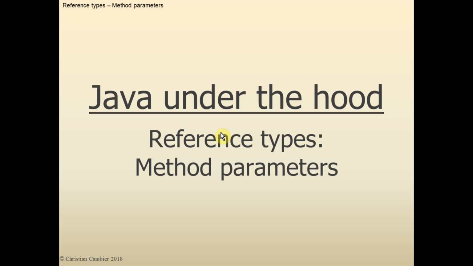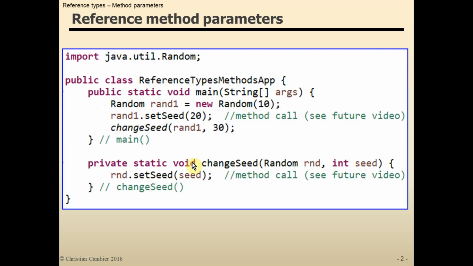Welcome to this demo of Java under the hood, in which I will demonstrate the use of a method parameter of a reference type. The code I'll use consists of this class with two methods. Now, the main thing this code does is to set a property of an object. In this case, the seed property of a random object.